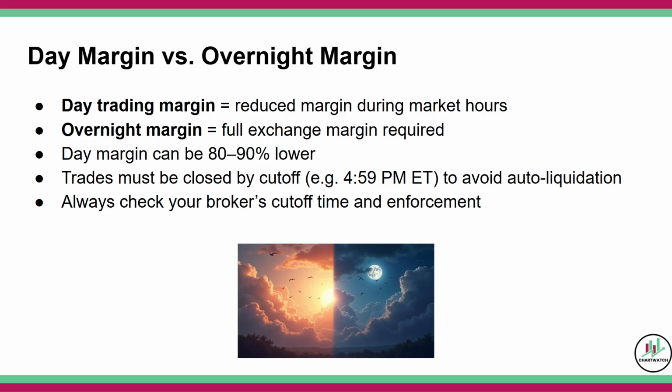And you may wonder, well, why is it so low? The reason it's so low is because brokers assume you're in and out during the day. And market risk is lower when you're not holding positions overnight because there is so much volume in the market. But if you plan to hold past the broker's cutoff time, which is usually between 4:45 and 5 p.m. Eastern time, which is after the stock market is closed, they'll require you to post the full overnight margin. And if you don't have it, the broker may actually forcefully close your position before the session ends.